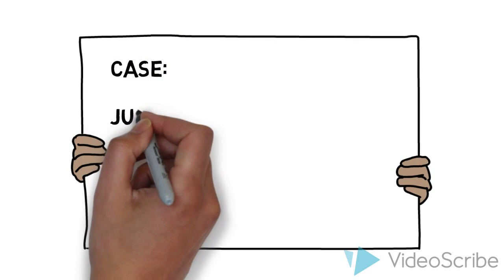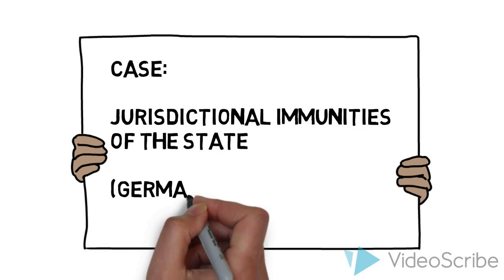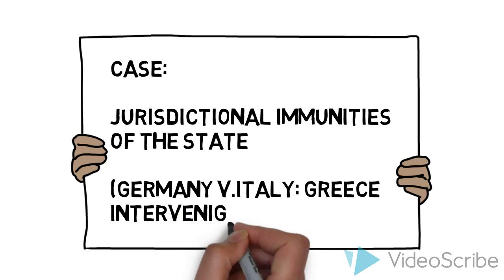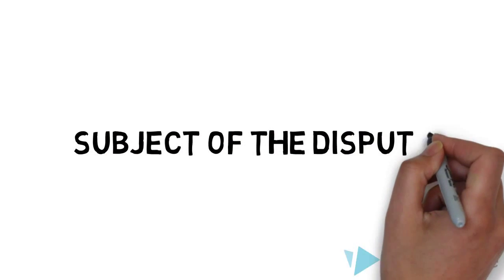Good morning. The case we have chosen is a case about jurisdictional immunities of states. As an example, we have taken the Germany versus Italy and Greece intervening case. So let's first talk about the subject of the dispute.